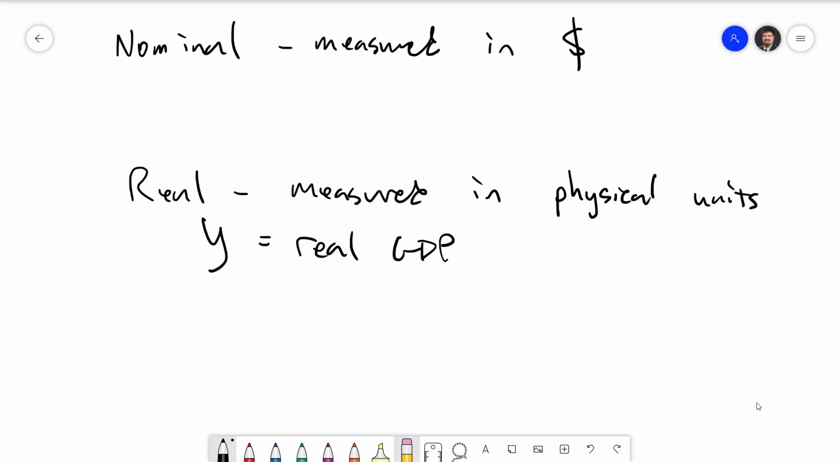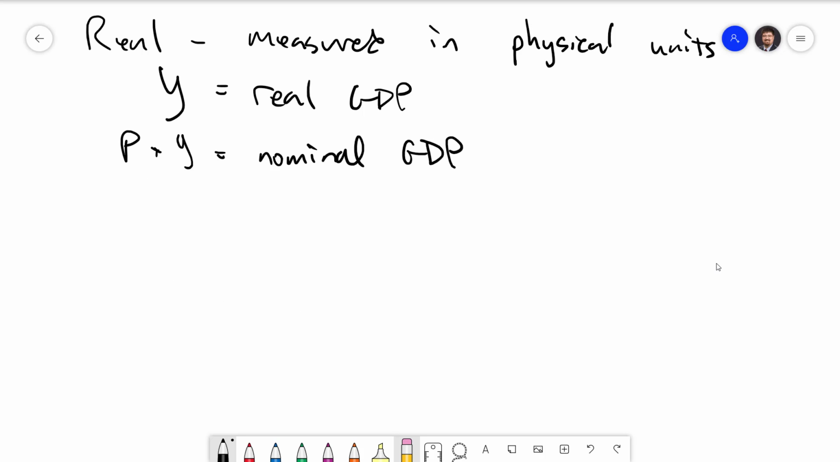We can combine our real GDP with the price level and take P times Y, and that will be our nominal GDP. That is our total GDP measured in dollars rather than units. Let's talk about how both of these measures of GDP are related to the money supply. We will use V to denote the velocity of money. The velocity of money is the rate at which money changes hands in an economy.